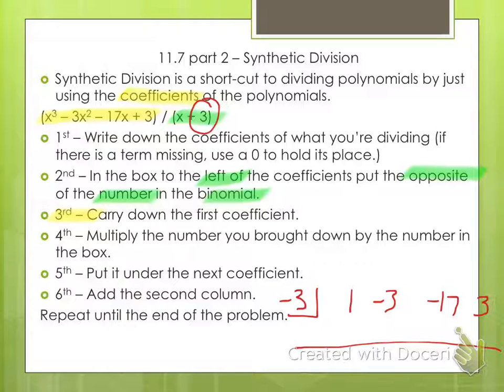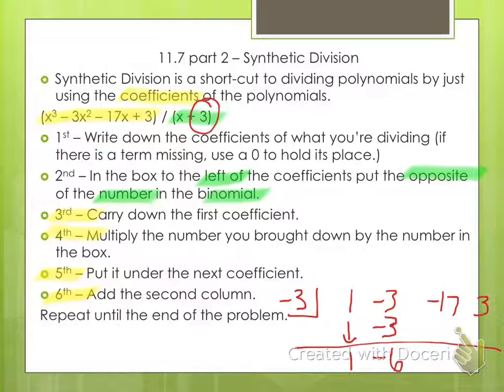Third thing is I carry down my first coefficient, so I move my 1 down there. Then, fourth thing, I multiply the number I brought down, which was 1, times the number in the box, which is negative 3. That gives me negative 3. I write it underneath my next coefficient. Then the last thing is I add my columns. Negative 3 plus negative 3 is negative 6.